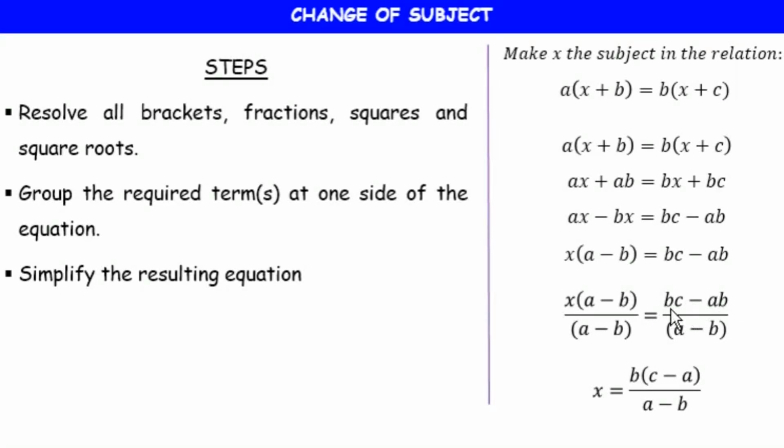So b is here, so b into bracket c minus a, right? You can refer to our lesson on factorization for a better understanding of how we factorize. But the basic concept is you bring out the common factor, that is b, and then you open the bracket and ask yourself how many times will b divide bc, that is c times. And then ab, it is going to be only a, so you're going to have b into bracket c minus a all over a minus b, right?